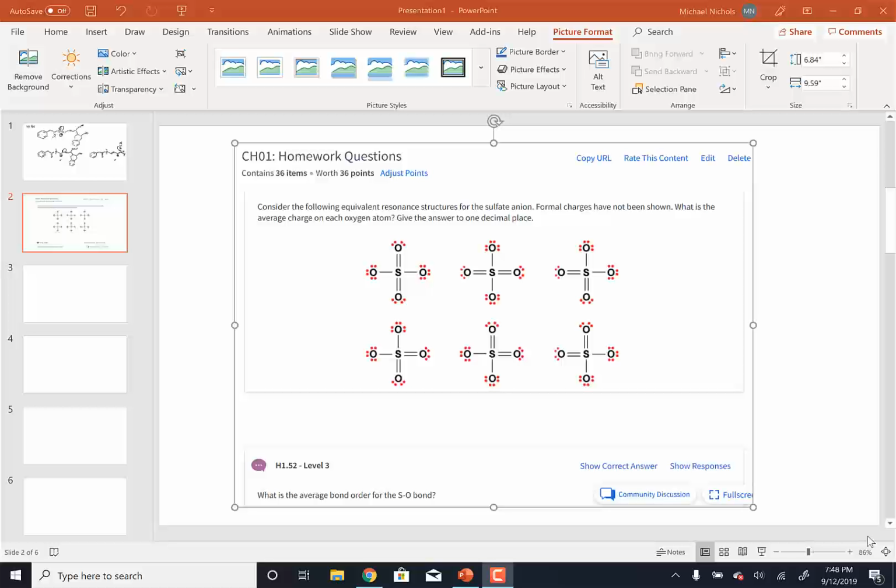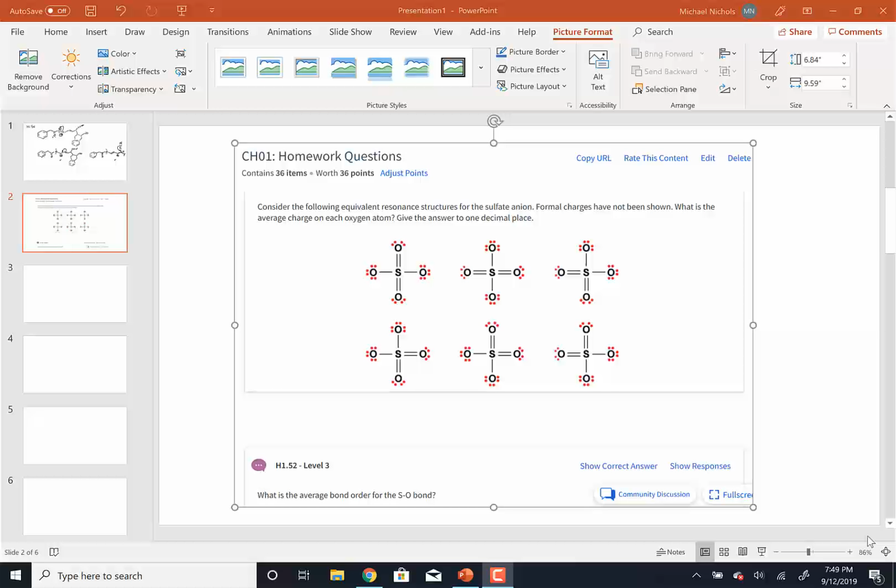Okay, here's a question from the homework questions. These are the homework problems that are separate from the chapter for chapter 1. And in this question, which is H151 and H152, they're asking about these SO4 structures and assigning the charges, and then giving the average charge for the resonance hybrid. And then question 52 asks what the average bond order for the SO bond is.